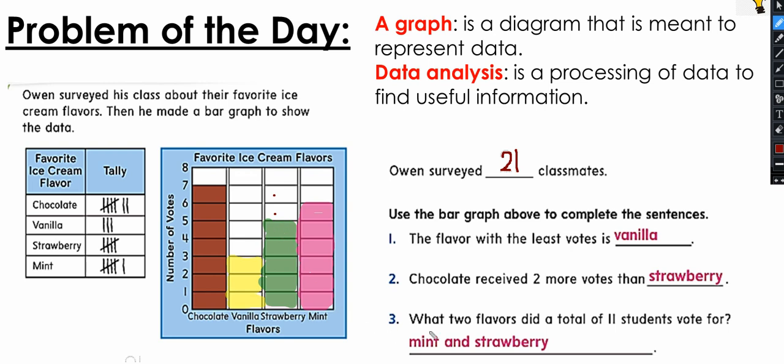And number 3 says, what two flavors did a total of 11 students? Okay, so we have to find 2 of these that add up to 11. Can we add chocolate and vanilla? Will we get 11? Chocolate is 7, vanilla is 3. So 7 plus 3 will give us 10. So now we are looking for 11. It says here mint and strawberry. Let's check. Strawberry has 5 and mint has 6. So 5 plus 6 equals 11. That's why mint and strawberry make up for 11 students. So that's the thing. How do you do data analysis? You have to think and you have to find all the information that you need from the bar graph.